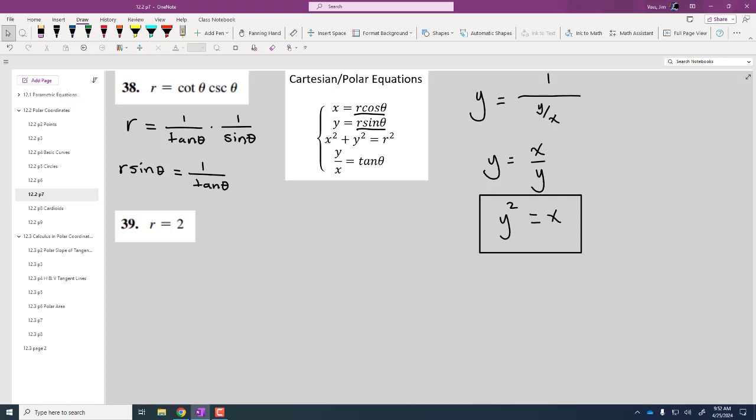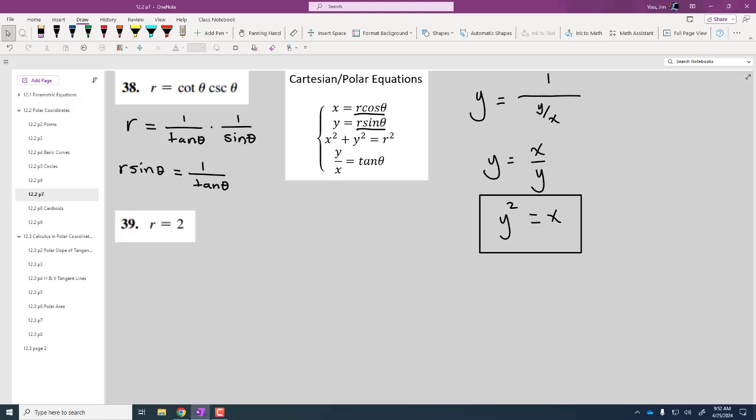Square both sides, which is totally different than multiplying both sides by r. So we had some where we multiplied both sides by r. That's a common strategy. But this time we don't want to multiply by r because then we'd have a single r on the right, which is back where we started. A single r is no good.